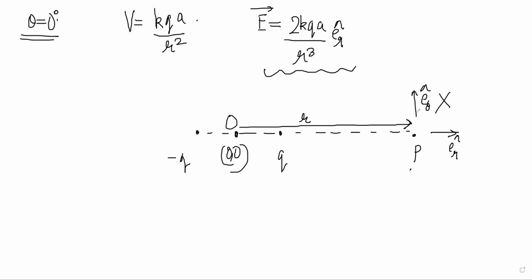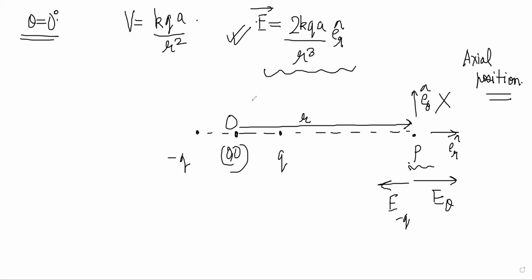The field cannot be vertical. There cannot be any vertical component. If you just did a normal calculation, the field due to negative q would be like this and due to positive q would be like this, and the entire field should be horizontal, right? Which is what we are getting from the formulas also, correct? This position of point P is usually called the axial position.